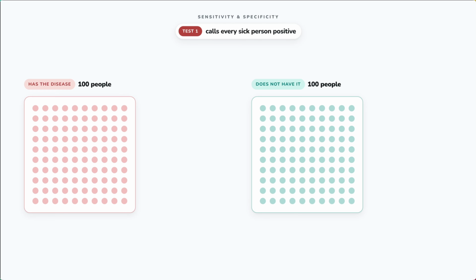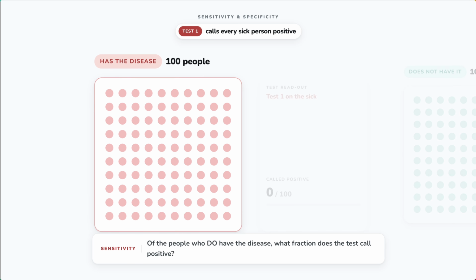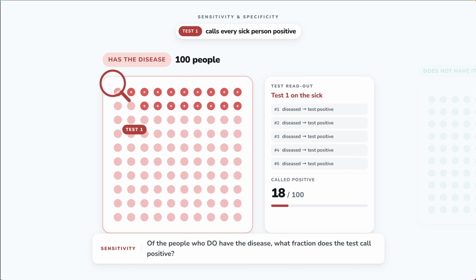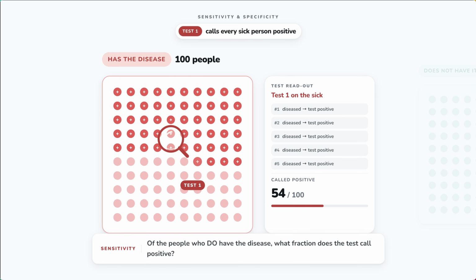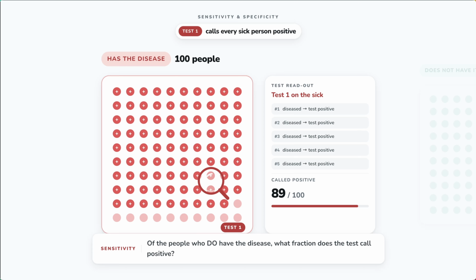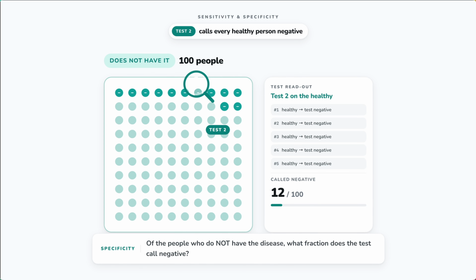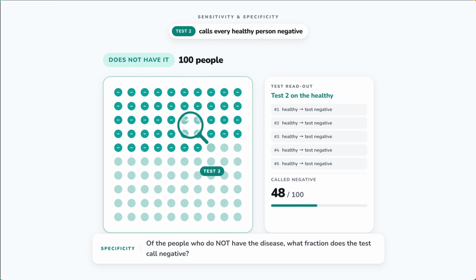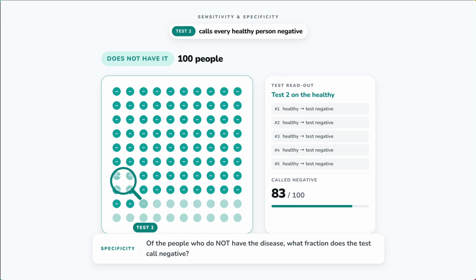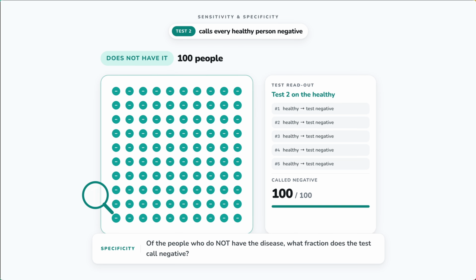Imagine two boxes. Each box has 100 people. Box 1, those 100 people are diseased, and box 2, those 100 people are healthy. Now imagine test 1. This test is 100% sensitive, so it picks out all 100 people who are diseased in box 1. Now imagine test 2. This test is 100% specific, so it picks out all the healthy people in box 2. What that means is it will be negative in all the healthy people in box 2.